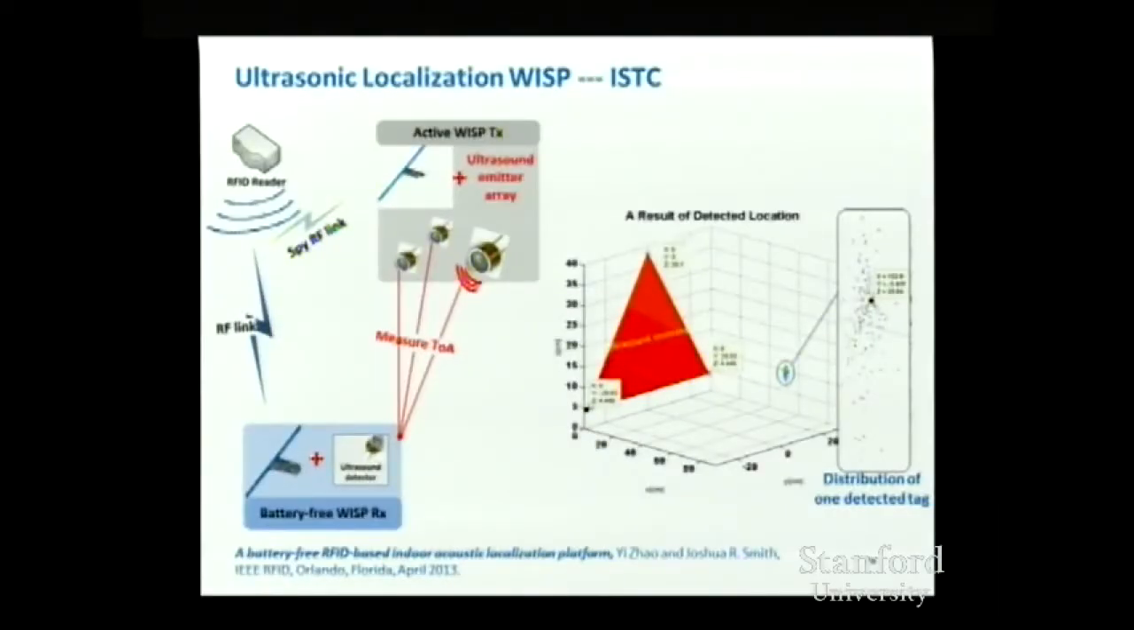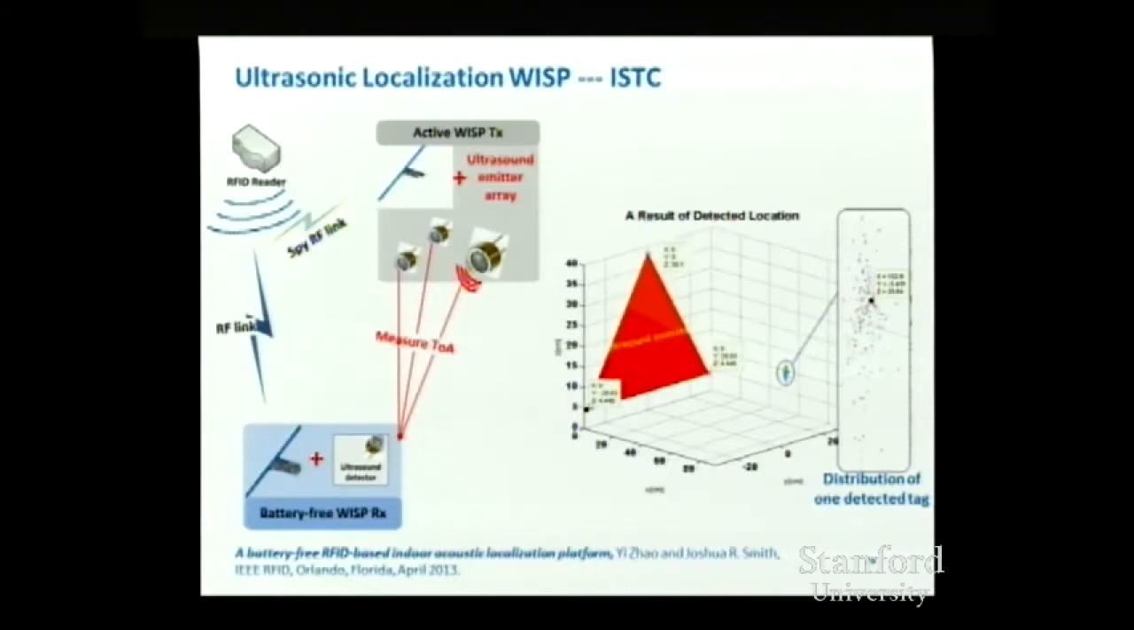Another application that my student Yves Zhao has been working on recently is ultrasonic localization implemented on the WISPs. Localization is a problem that people in RFID have been interested in for a long time, because given RF propagation, it's difficult to find out where exactly the tag is. This is because of the strange ways that RF propagation changes when someone comes into the room or a door opens or closes, things like that. It's hard to use the RF signals themselves to precisely localize something.